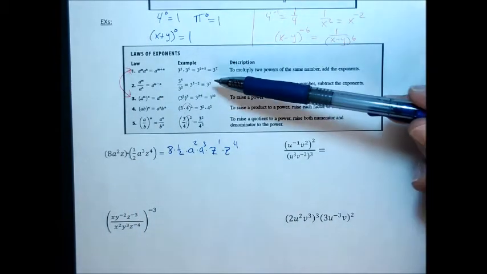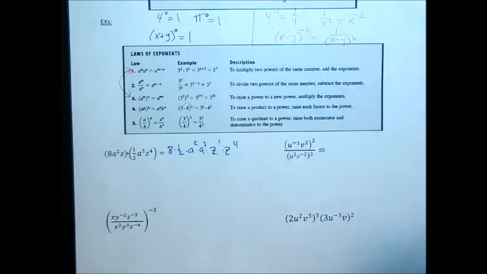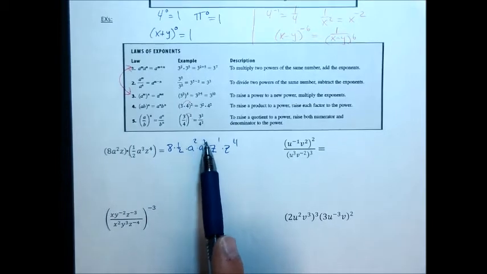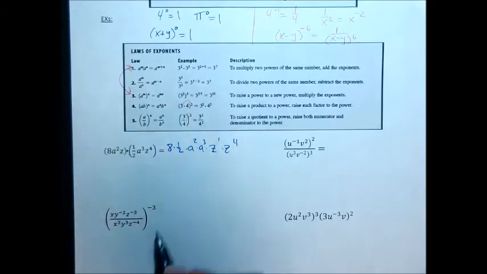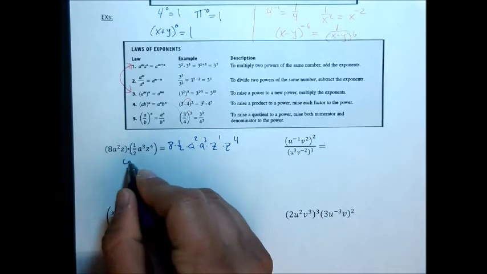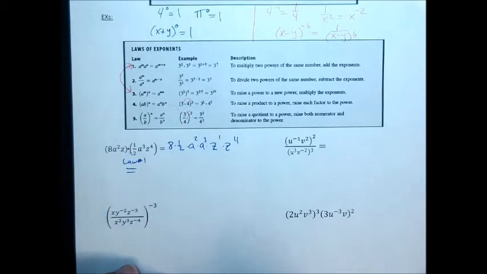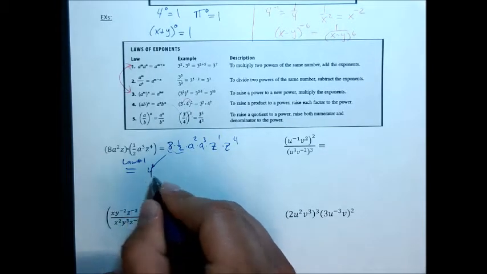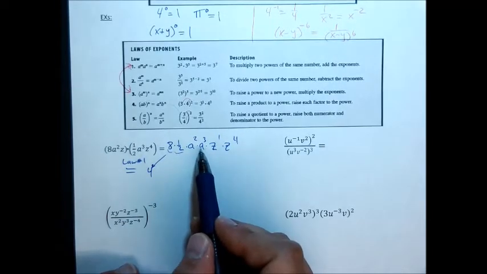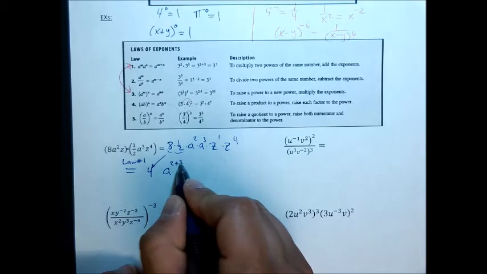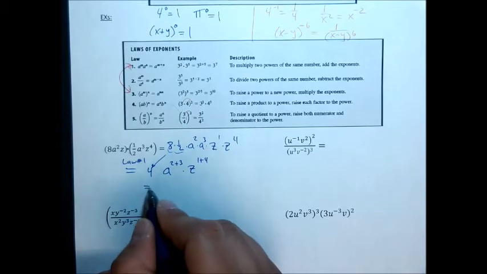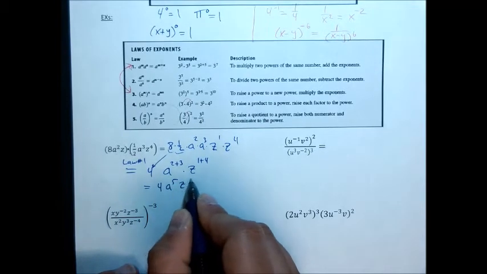So now when I'm looking up at the properties, it looks to me like they're mostly in property number 1, law number 1 here, right? We've got like bases raised to different powers. So we've got like A's raised to different powers, like Z raised to different powers. And so I'm going to use law 1, so this equals by law number 1. Well, first thing, we can multiply the 8 and the 1/2 together to get 4. But then I can take the like base and use law number 1. So I have A to the 2 plus 3. We add those powers, and then Z to the 1 plus 4. And so this simplifies down to 4A to the 5th, Z to the 5th.